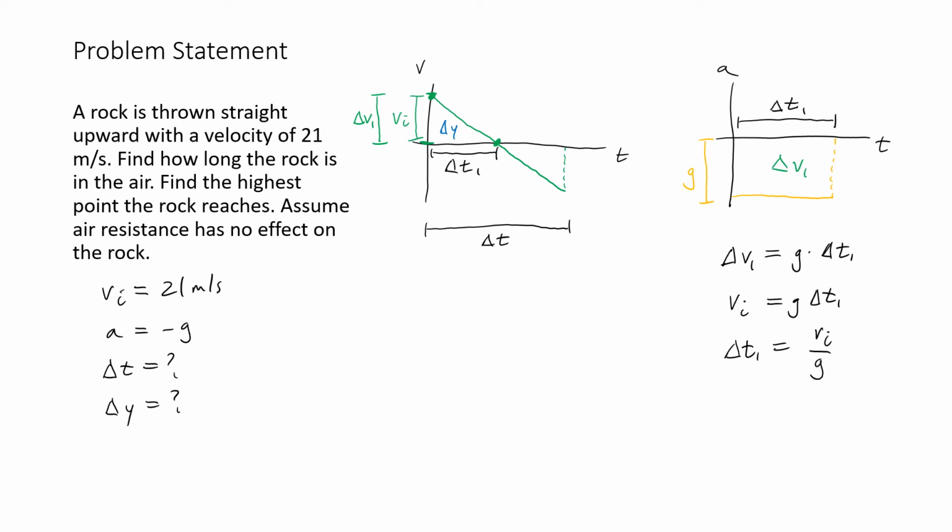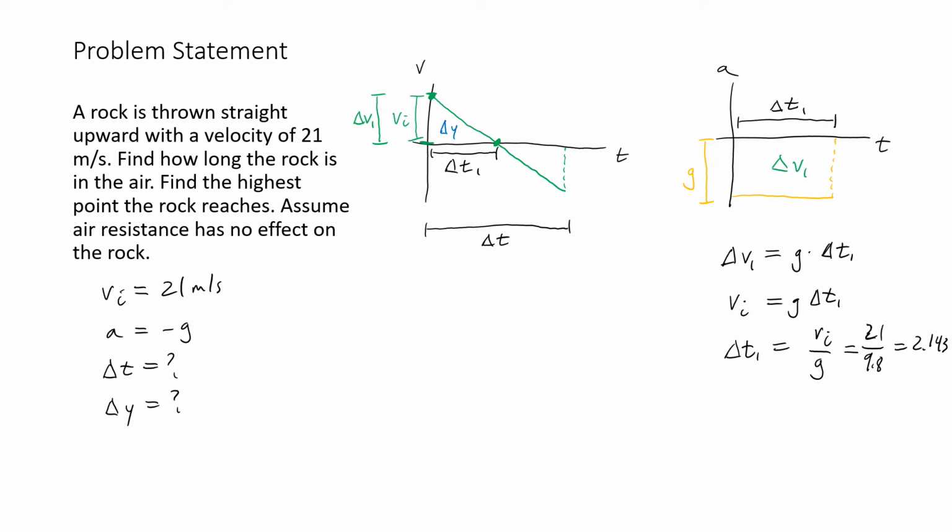Once I've solved it algebraically, I'll go ahead and plug in the numbers for this. Vi is 21 meters per second. G is 9.8. I'm plugging in numbers here. I get 2.143.